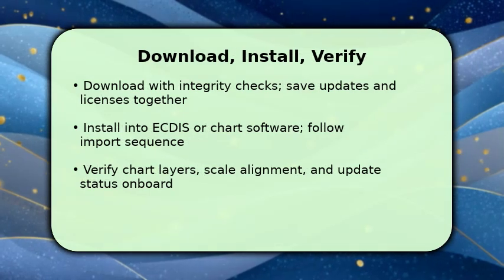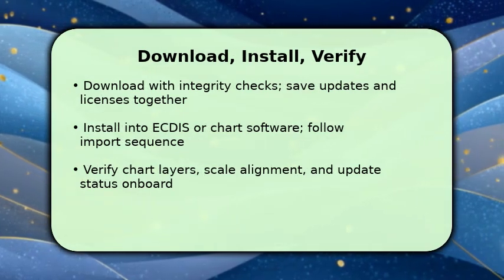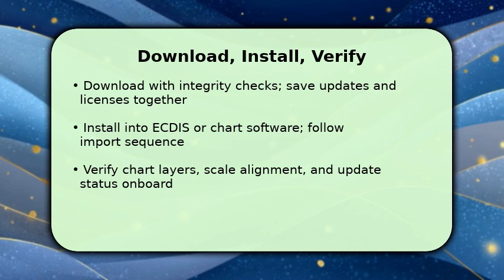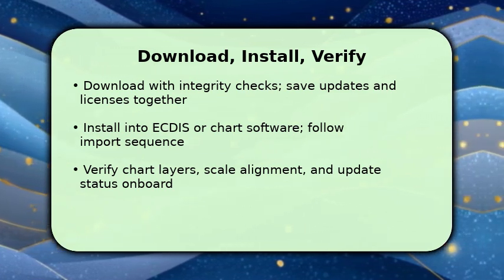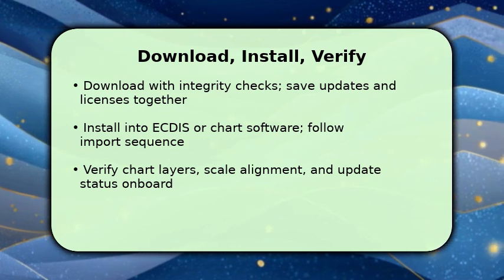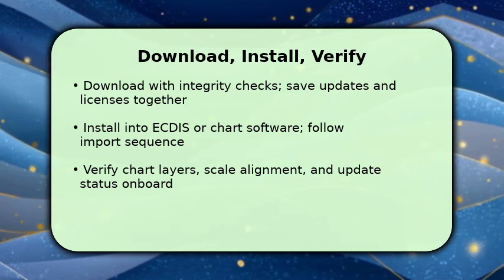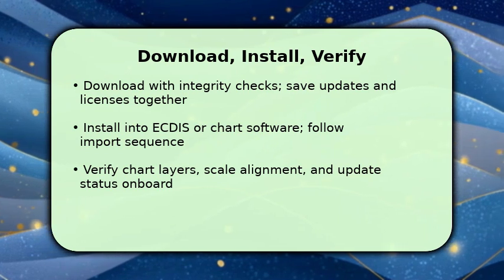You download charts using the catalog's integrity checks, so file corruption is flagged immediately. Once downloaded, transfer files to your ECDIS or chart software following the prescribed import sequence. Licenses, base charts, then update files, because order matters for validation.